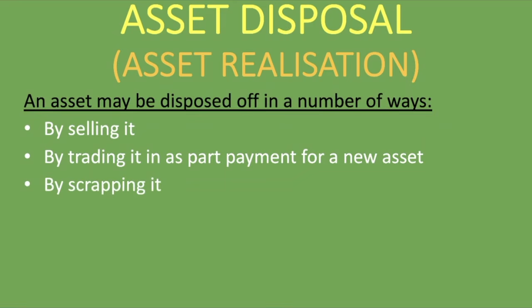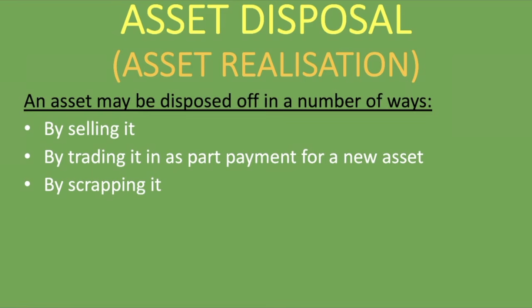You may dispose of it by scrapping it. So if there are no expected future economic benefits from a particular asset, then you may consider scrapping it because it's of no value to the entity. So once you've scrapped the asset and you've just disposed of it, you need to do the entries for it.